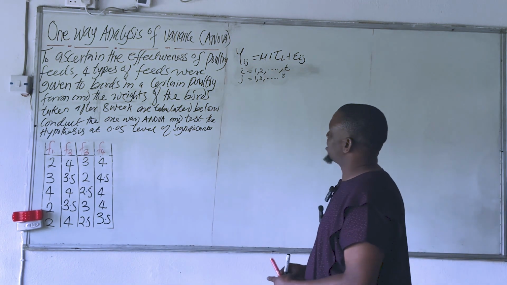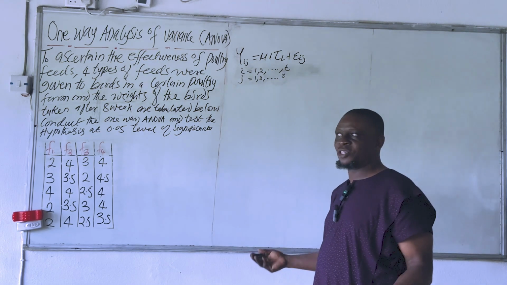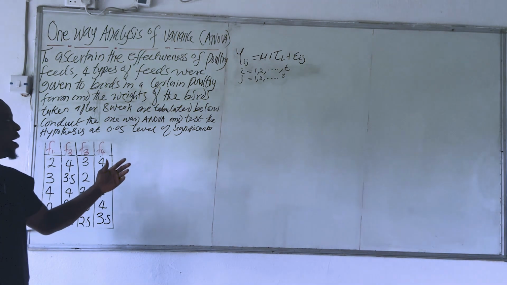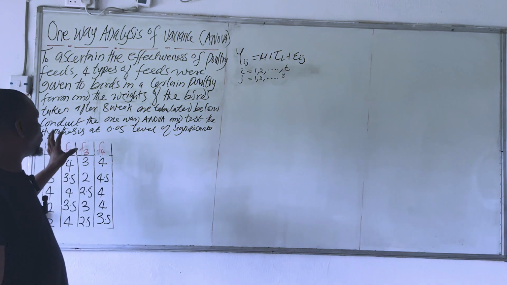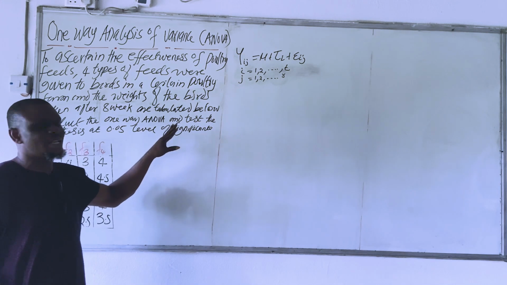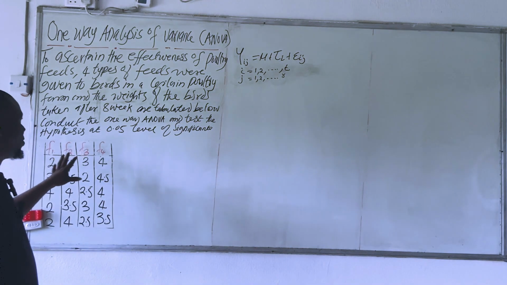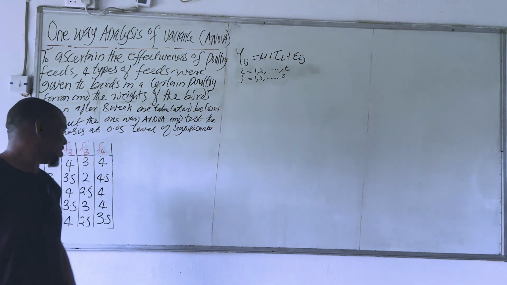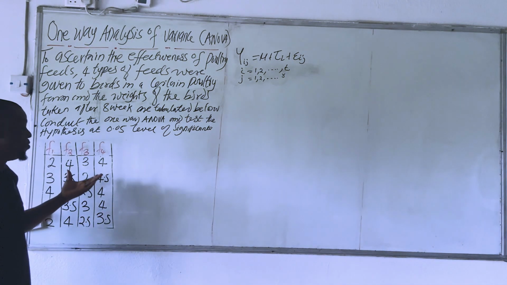Okay, having said that, the problem we have to solve in this class is to ascertain the effectiveness of poultry feeds. Four types of feeds were given to birds in a certain poultry farm, and the weights of the birds taken after 8 weeks are tabulated below. Conduct the one-way ANOVA, that's the one-way analysis of variance, and test the hypothesis at 0.05 level of significance.